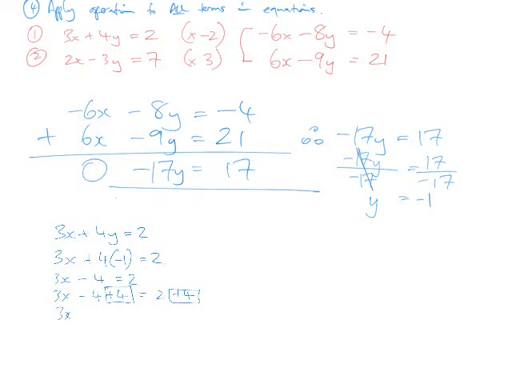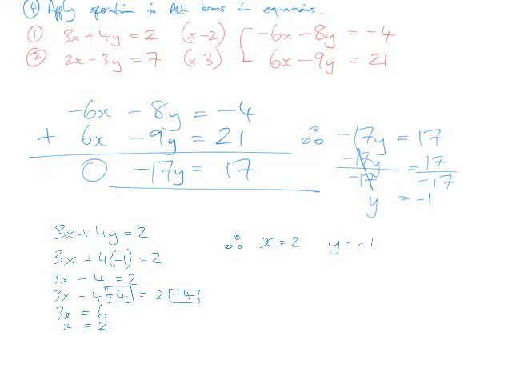3x. Negative 4 plus 4 is 0. 2 plus 4 is 6. Opposite of timesing by 3 is dividing by 3. 6 divided by 3 is 2. Therefore, solution is x is equal to 2, y is equal to negative 1.